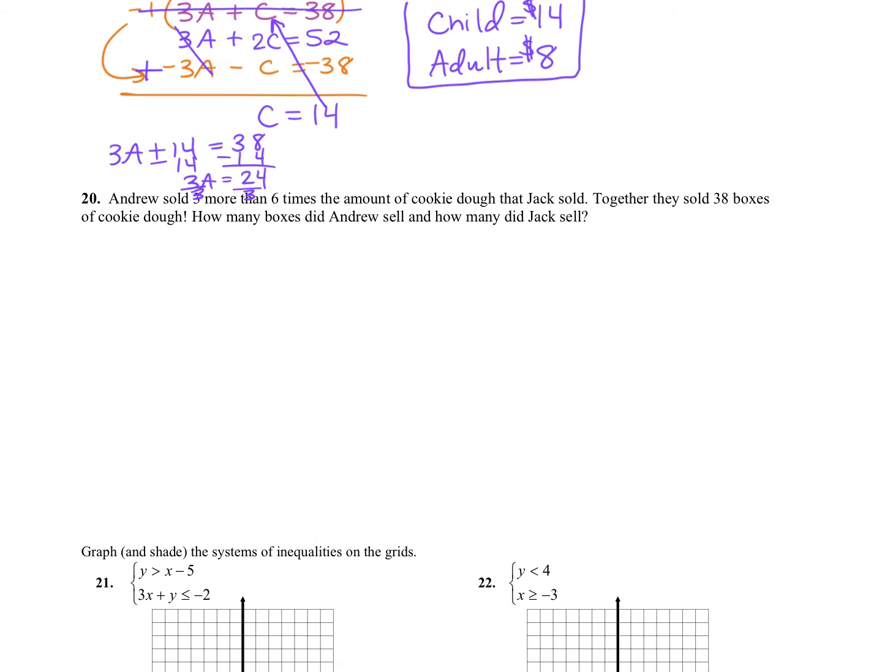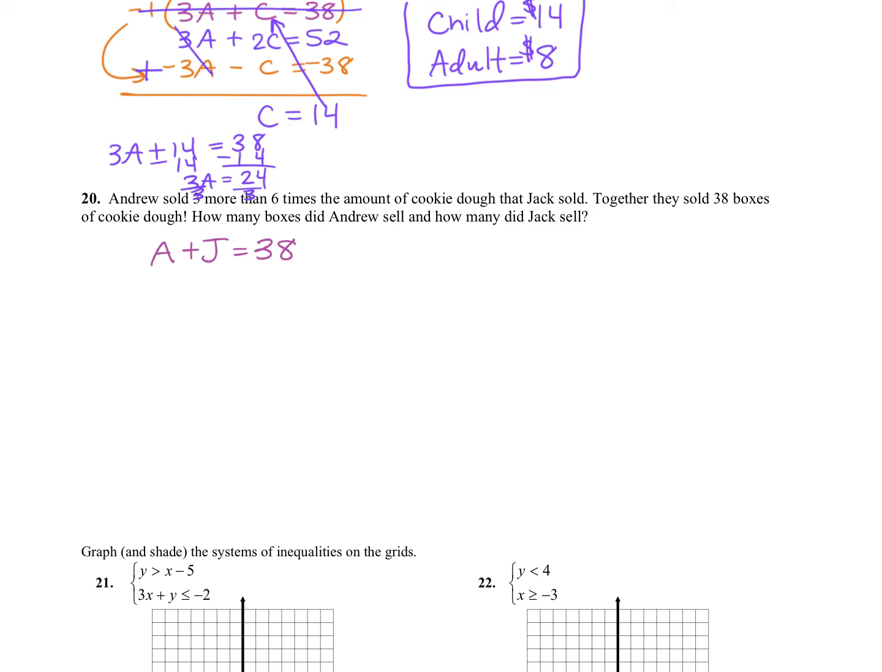All right, number 20 says Andrew sold 3 more than 6 times the amount of cookie dough that Jack sold. And together they sold 38 boxes of cookie dough. How many boxes did Andrew sell and how many did Jack sell? Can you give me one of those equations? Andrew plus Jack equals what? 38. Together they sold 38.